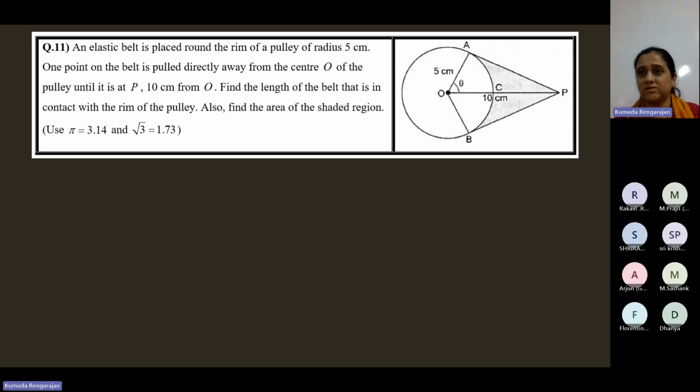So you have to visualize this. You have a pulley and on the rim of the pulley, meaning on that circumference of the pulley, there's an elastic belt.